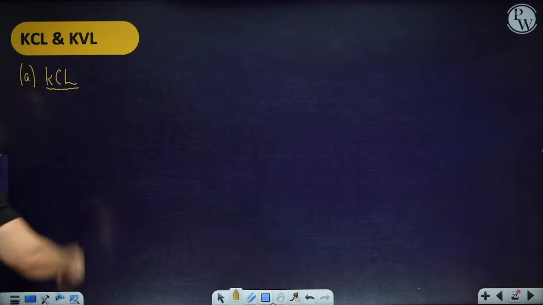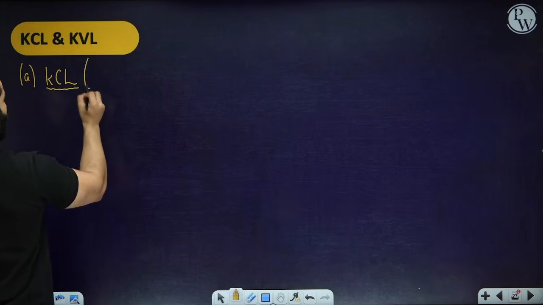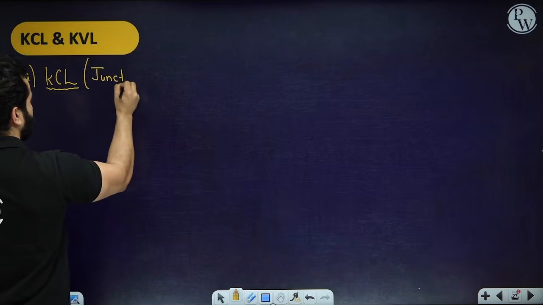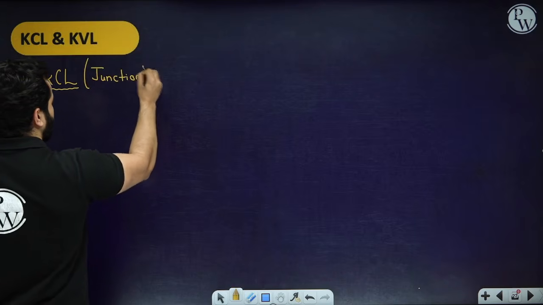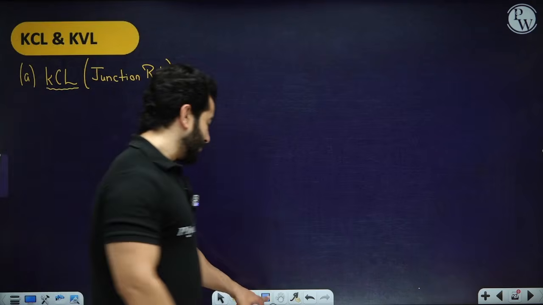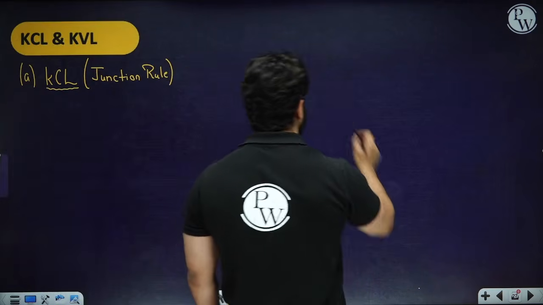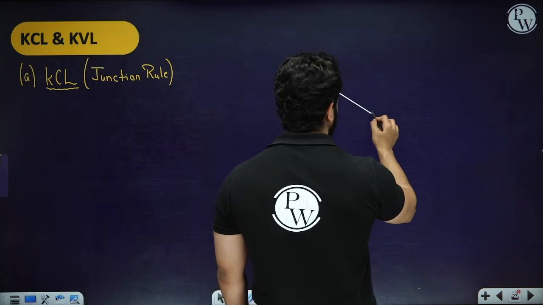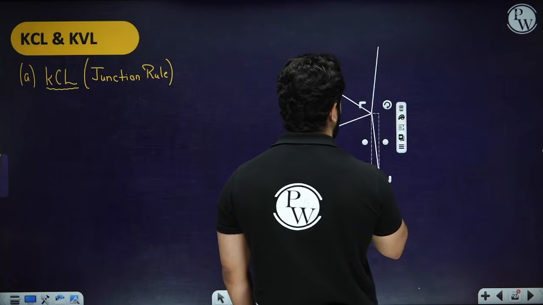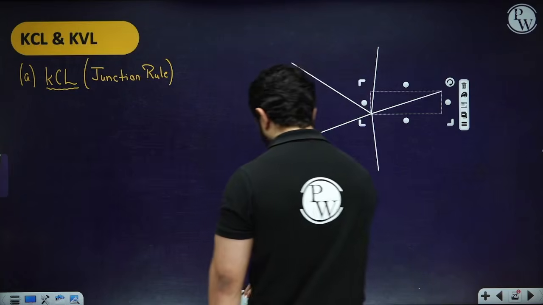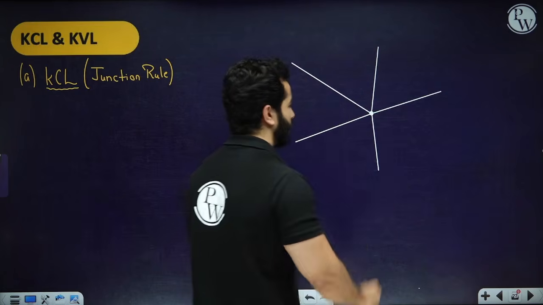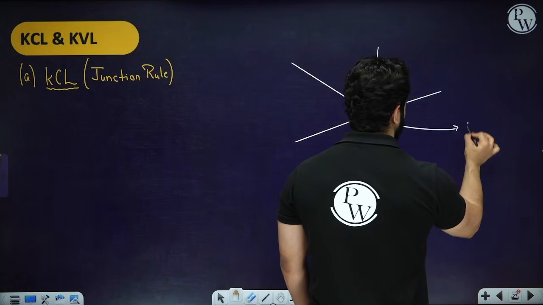KCL, which stands for Kirchhoff's current law or junction rule, basically says a very simple thing. Let's suppose we have a junction. So let's first define what a junction is. A junction is a point where 2 or more than 2 wires meet. So this is going to be called a junction.